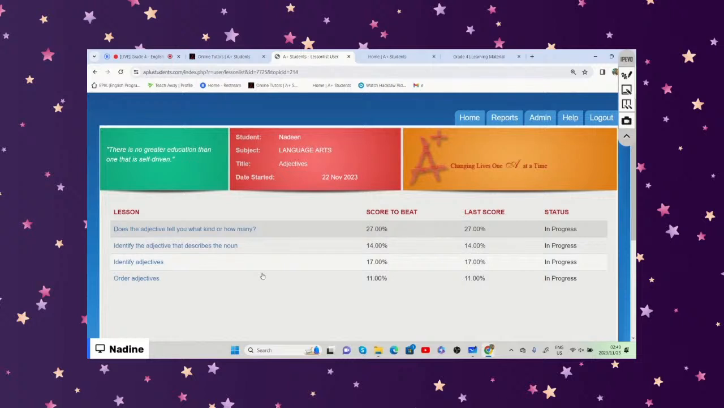Then we also had to order adjectives, and we had a table that shows us how we order adjectives, especially if there's more than one adjective to describe a noun. Then you put those adjectives in order to describe that specific noun.